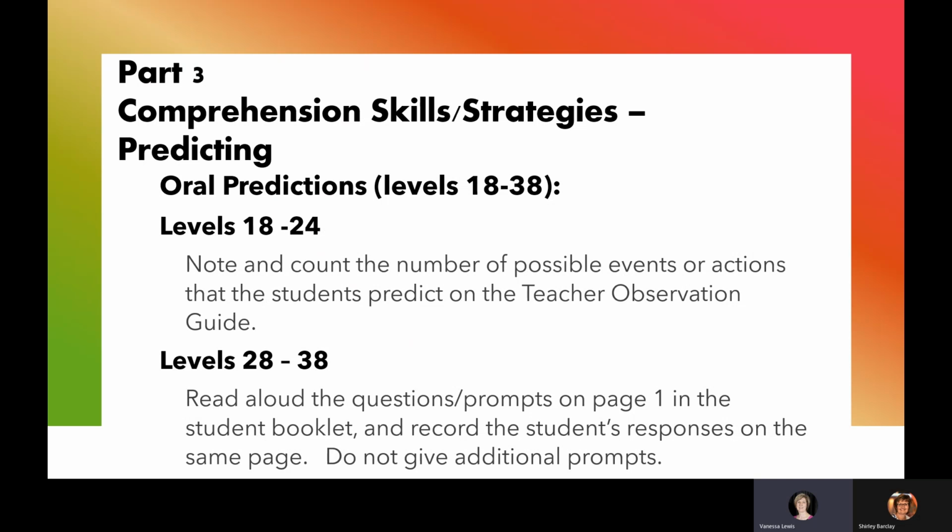So when looking at predicting for levels 18 to 38, you break that down into 18 to 24 initially. For that one, we note and count the number of possible events or actions that the students predict on the teacher observation guide. Whereas with levels 28 to 38, we read aloud the question prompts on page 1 in the student booklet and record the student responses on that same page. I know it's hard not to, but really try not to give them any additional prompts. You want to get a good understanding of what the student is able to predict from the text.